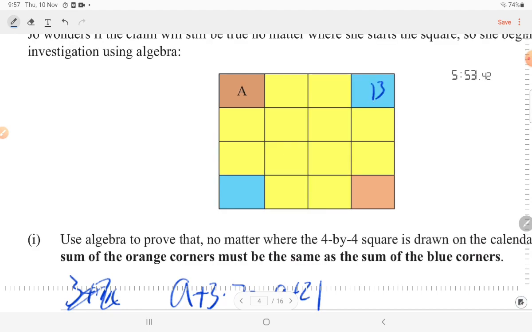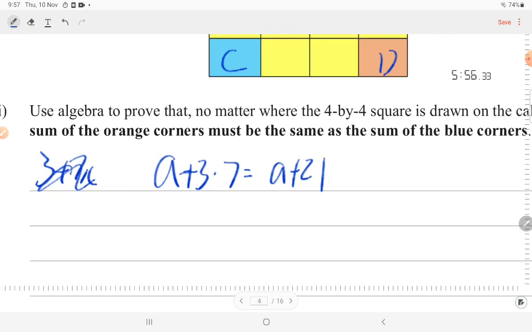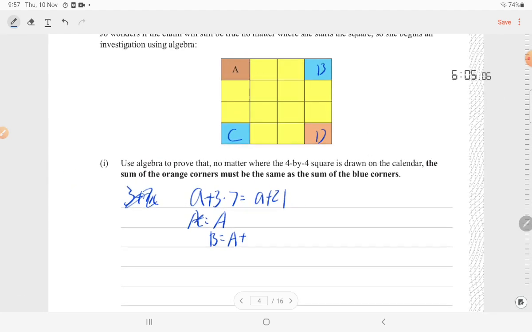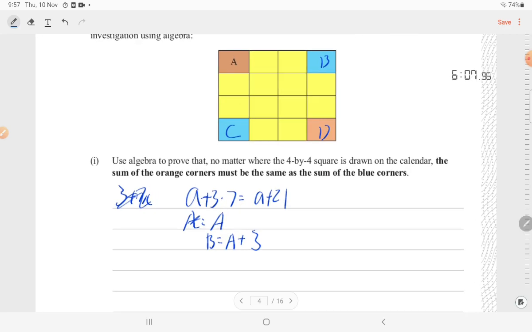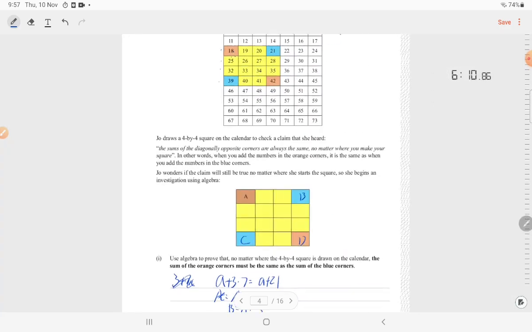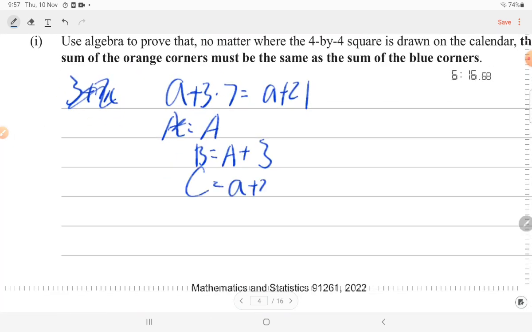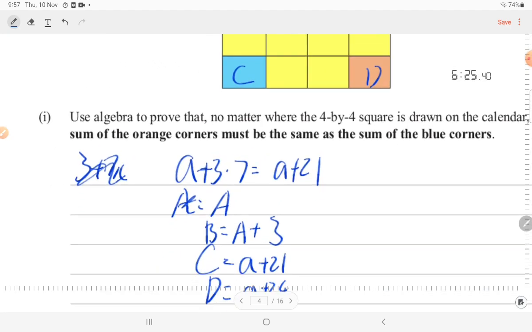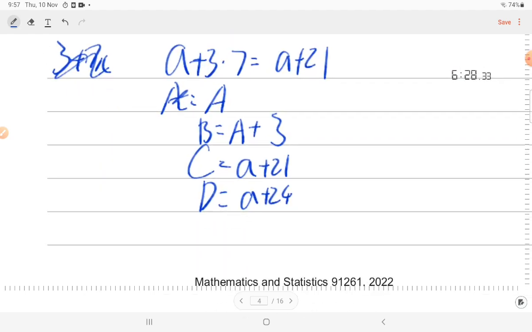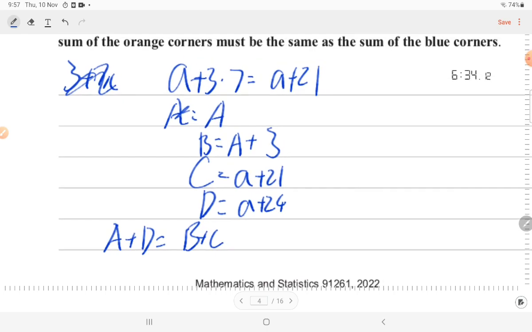Okay, let's just name them a, b, c, d. So a equals a. B is equal to a plus 3. C is equal to a plus 21. D is equal to a plus 21 plus 3, which is a plus 24. So we want to prove that a plus d is equal to b plus c.